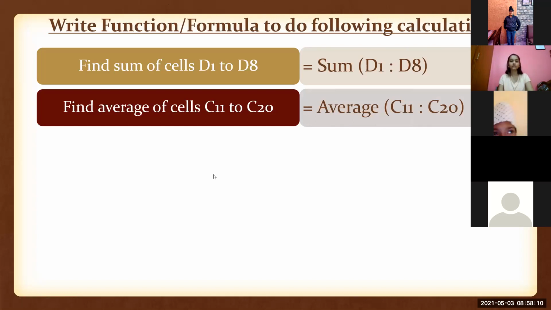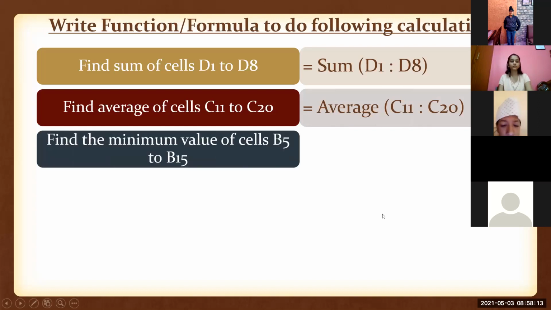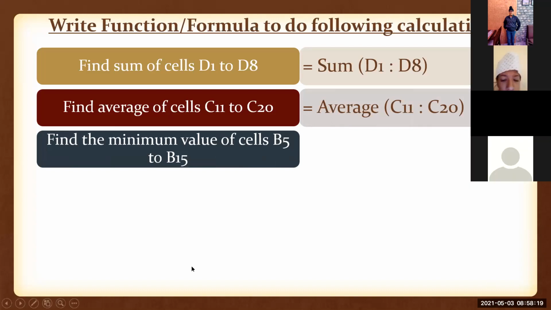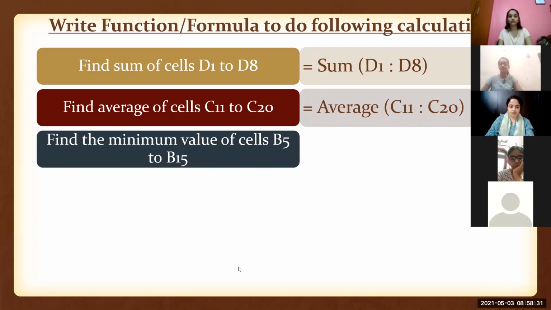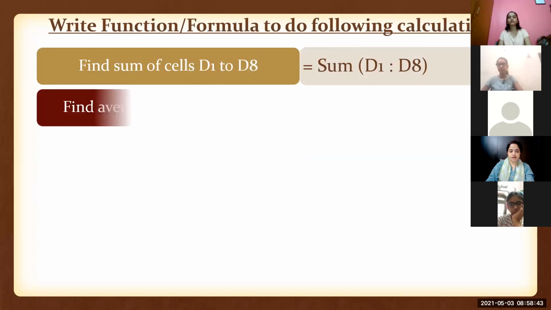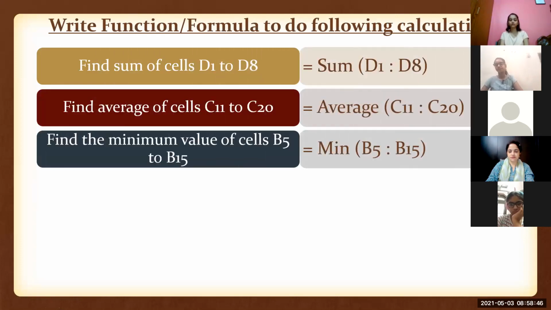Okay. What is the next? Next is find the minimum value of the cells B5 to B15. Who will answer now? What will be the formula for calculating the minimum value of cells B5 to B15? Ma'am, can I tell? Okay. Equal to min bracket B5 colon B15 bracket close. Correct. Is equal to min bracket B5 colon B15. Okay. Any doubt till now? Or shall I move to the next formula?